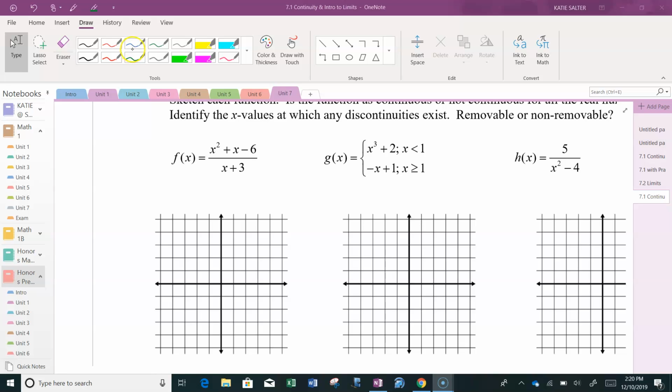Okay, let's see how you did with this. Since this is a rational function, if we factor the numerator, that would give us x plus 3 times x minus 2.